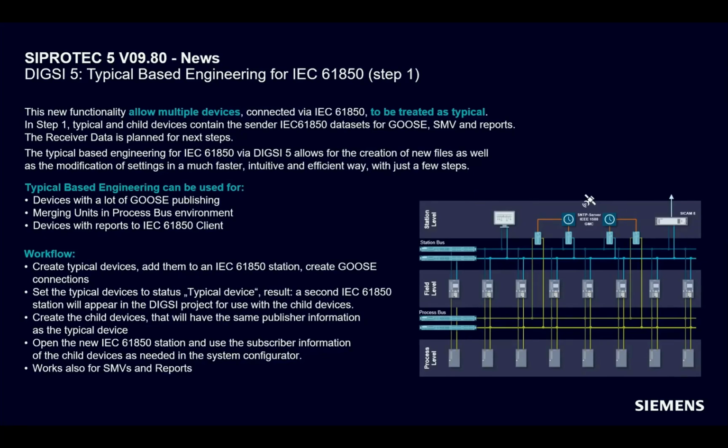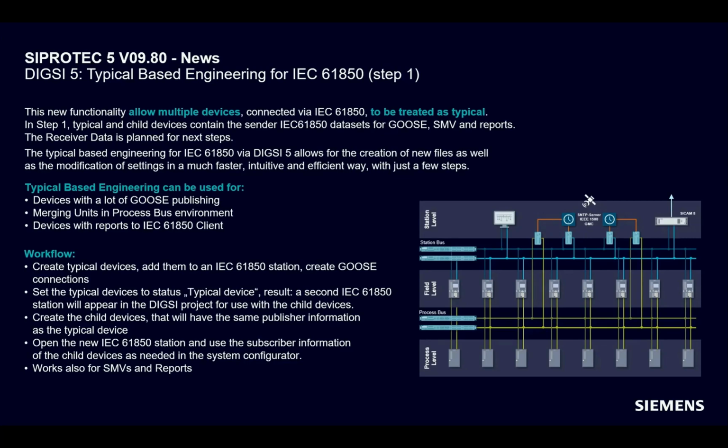First step of typical-based engineering for IEC 61850 using DIGSI 5. This new functionality allows multiple devices connected via IEC 61850 protocol to be treated as a typical. In step 1, typical and child devices contain the sender IEC 61850 datasets for GOOSEs, SMVs, and reports. The receiver data is planned for next steps.